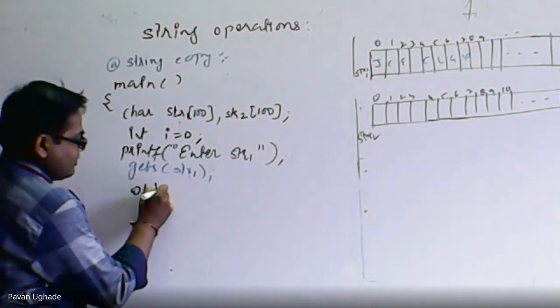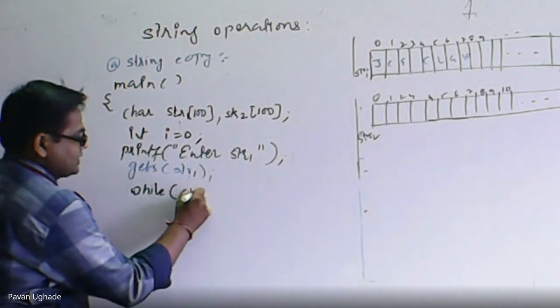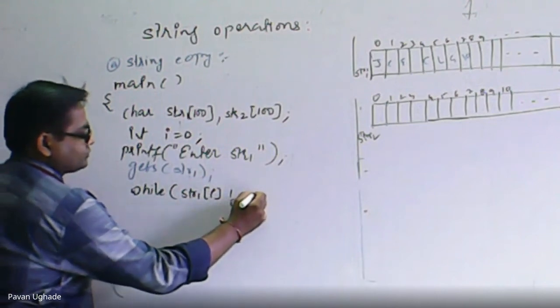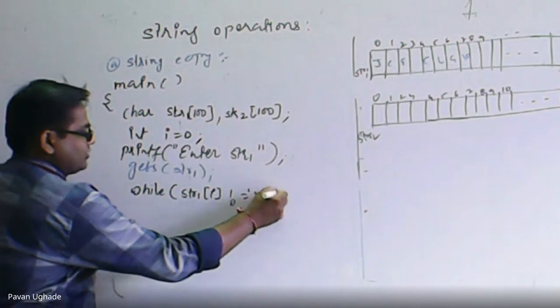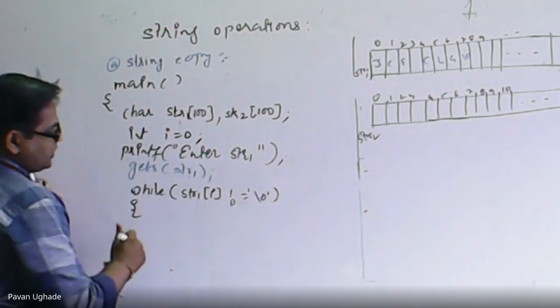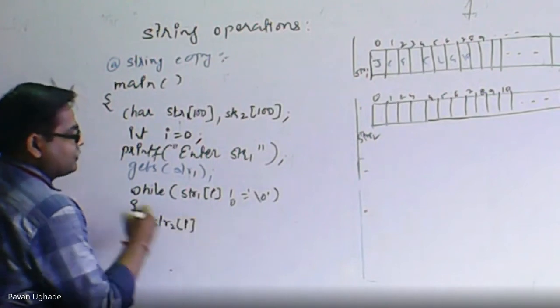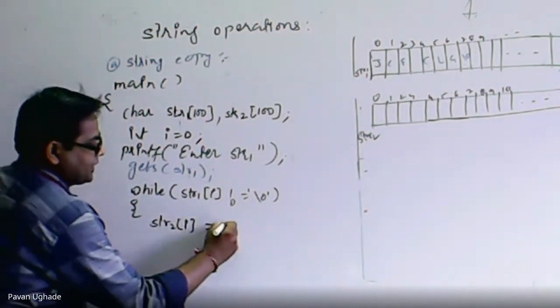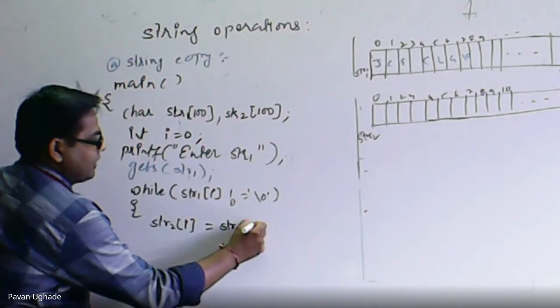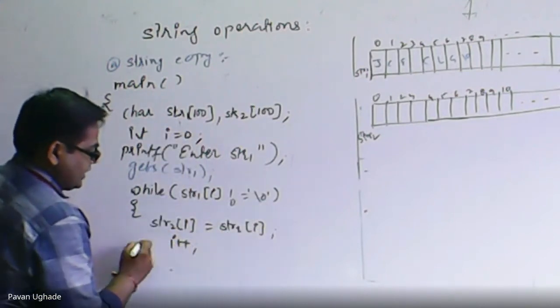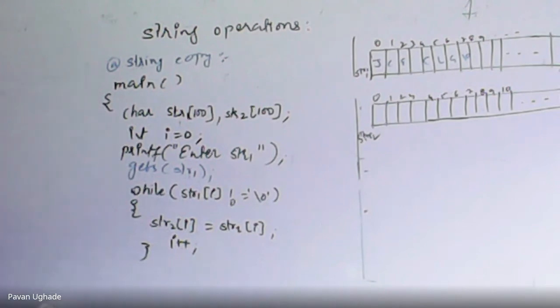While str1 of i not equals to backslash of 0, जब तक नहीं है तब तक. What we will be doing? We will be doing str2 because it is the code. We have to store in str2 of i equals to str1 of i. Very nice. Okay, and we will be simply stating i plus plus. Check it out.